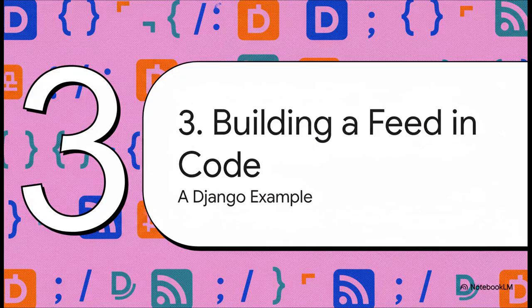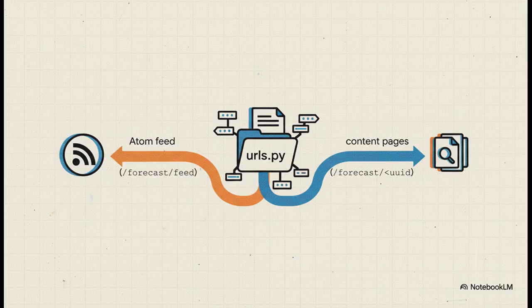All right, theory is great, but let's actually see how this works in the real world. We're going to build a quick Atom feed using the Django web framework. Okay, step one, we have to define our API endpoints.